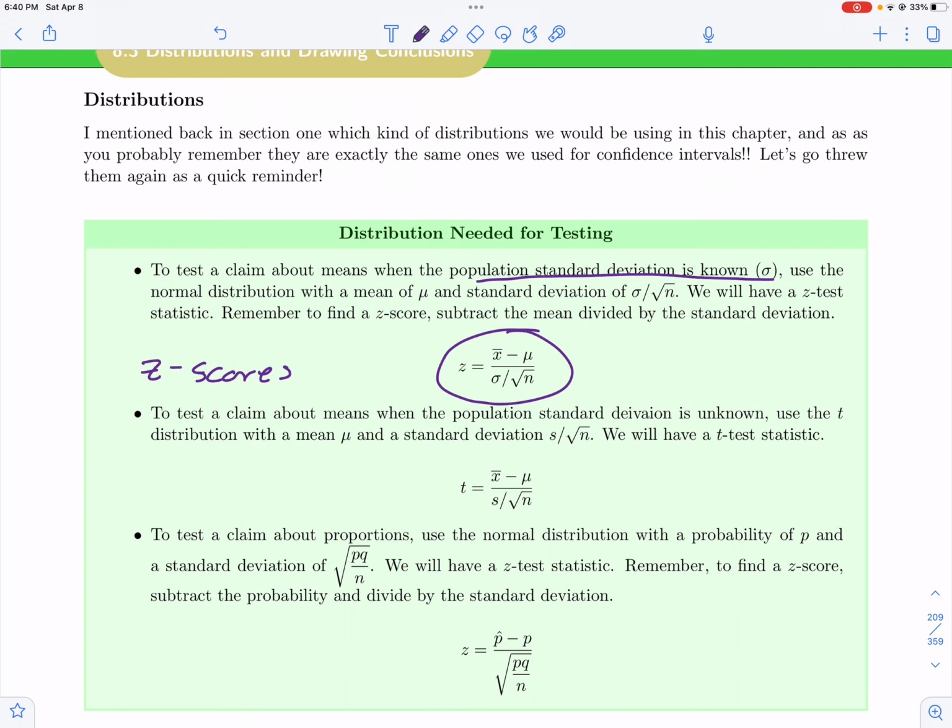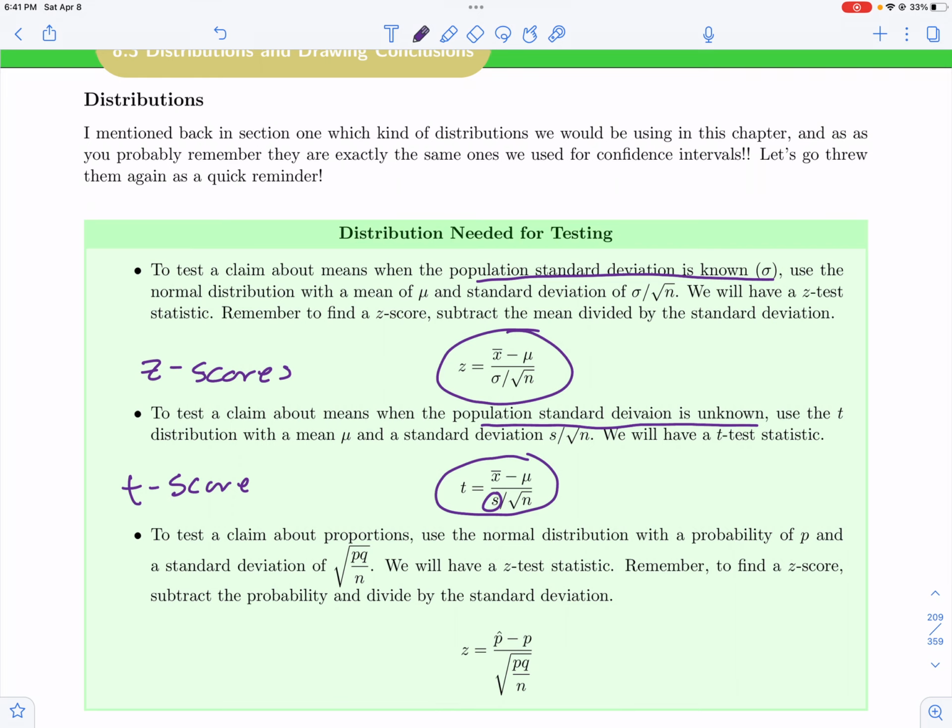If the population standard deviation is unknown or we know the sample standard deviation, then these are our T or tiger scores that we were looking at. And so again, the tiger score looks exactly like the one above, except we're going to swap out the population standard deviation for the sample standard deviation.